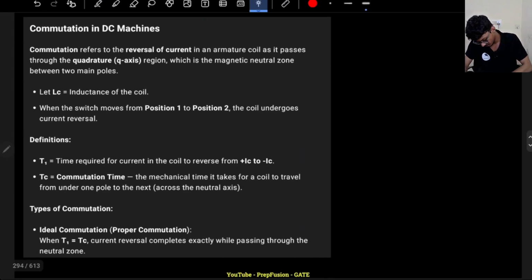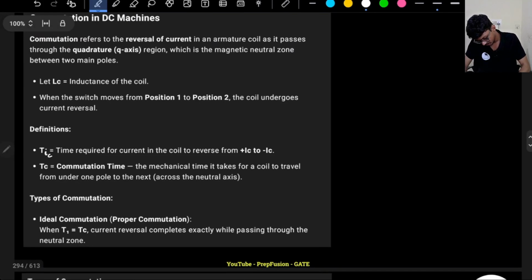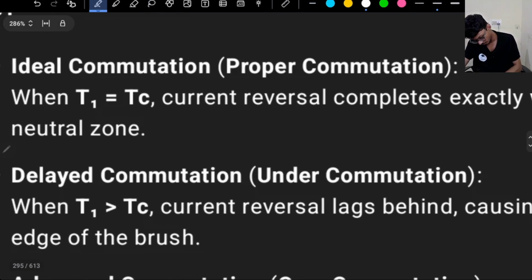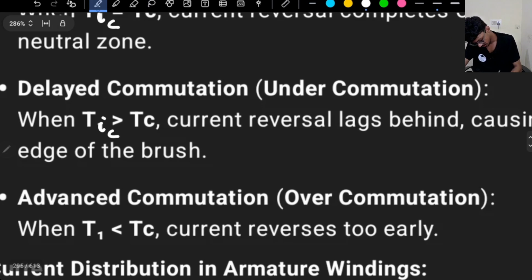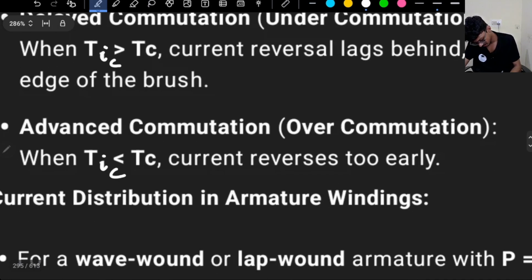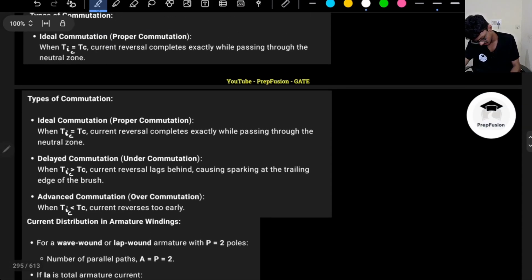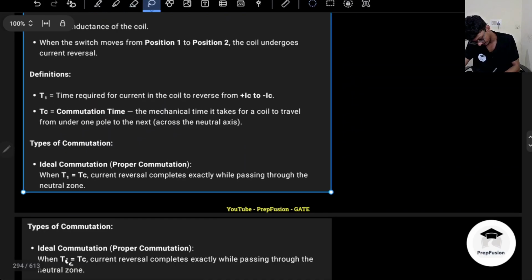So this T1 is not T1, it is TIC, basically TIC. These are the types of commutation that we were discussing. Whatever we have discussed, same thing they are writing over here: current reverses to early if TIC is less than TC.